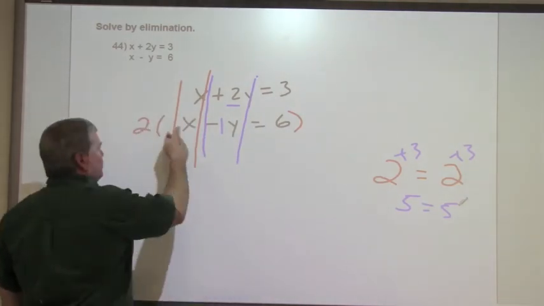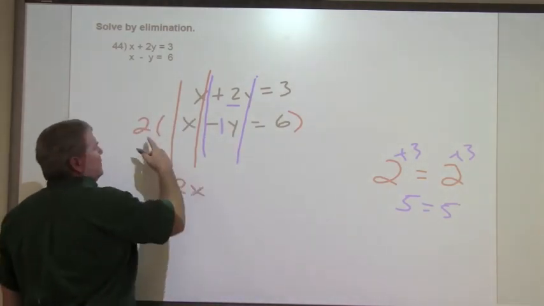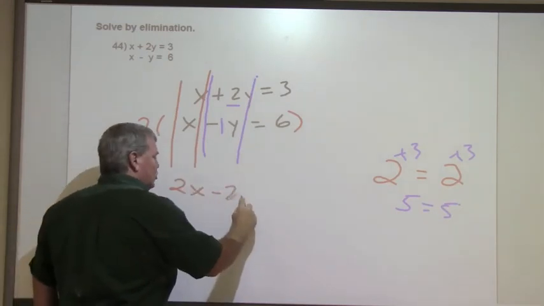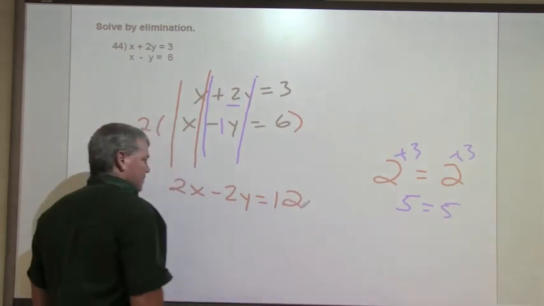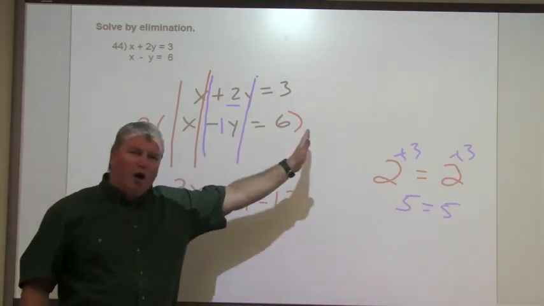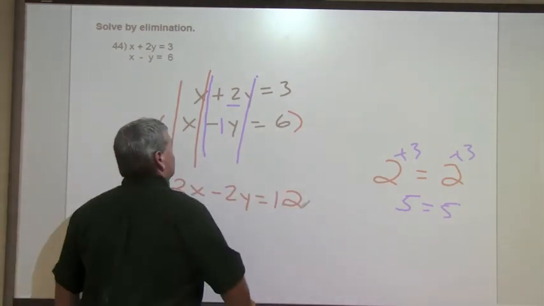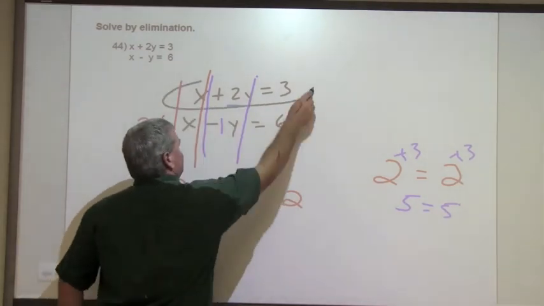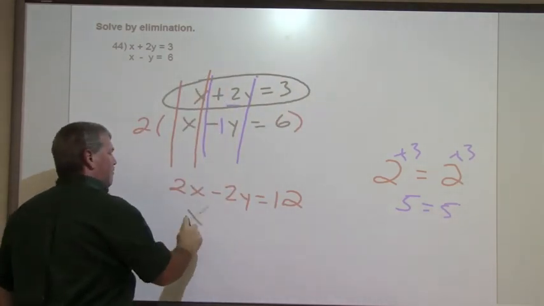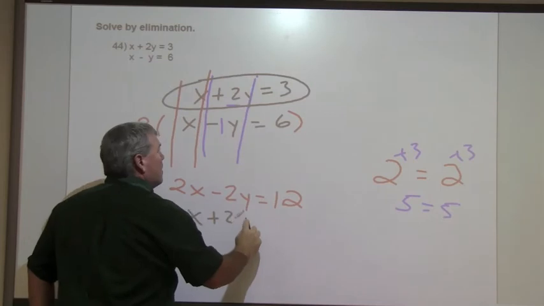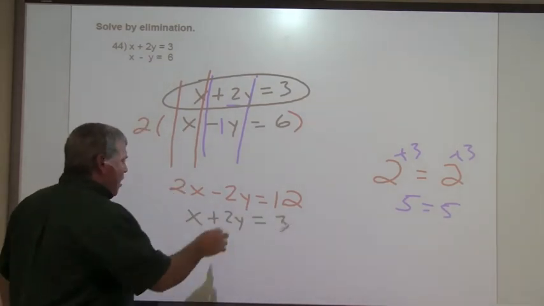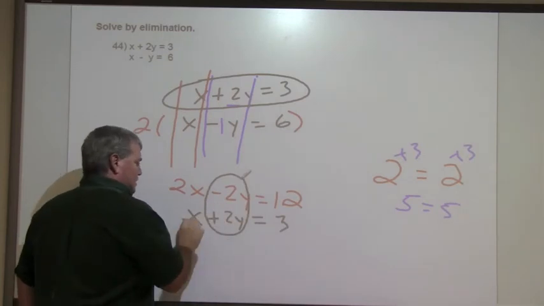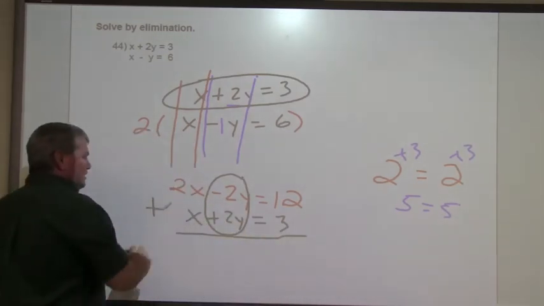So we got 2 times x is 2x, 2 times the negative y is negative 2y, and 2 times 6 is 12. So I have to multiply that 2 all the way through there. Then what I'm going to do is take this original top equation. I'm not going to do anything with it other than rewrite it down here. So I get x plus 2y equals 3. Now I have opposites. So I'm going to go ahead and add these two equations together.